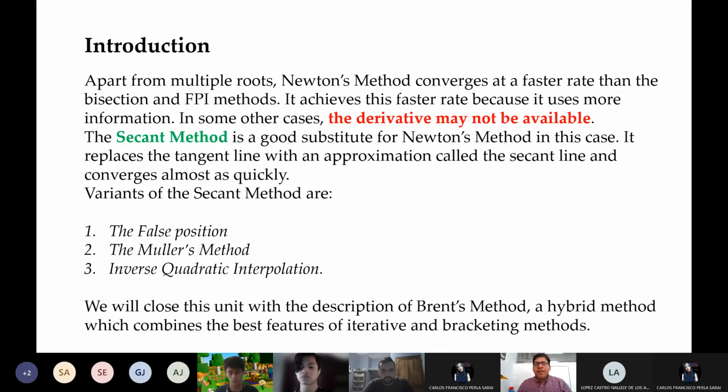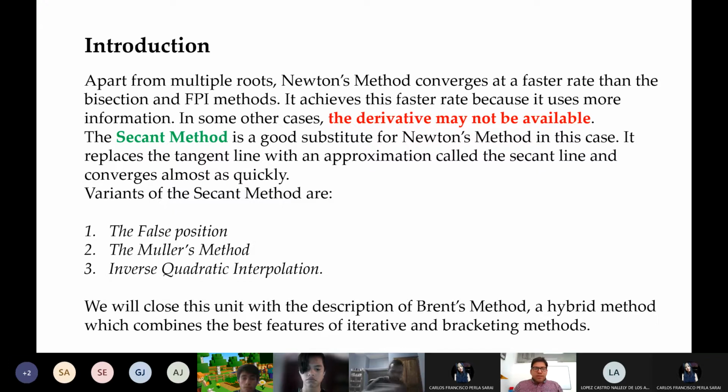At the very beginning of the Newton-Raphson presentation, we said that it converges very fast in comparison with methods such as the bisection and the false position methods. This is because Newton-Raphson is a quadratically convergent method, if you remember. It is fast because it uses more information. The more information we use, in this case the derivative, the faster the convergence takes place. But in some cases, as I said, the derivative is not available.